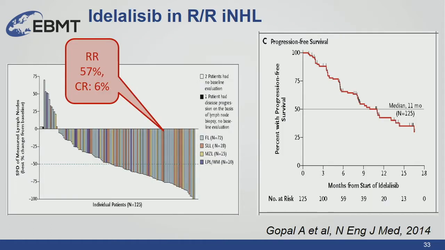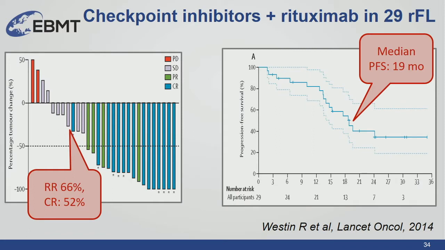And some of these drugs have shown very interesting, very promising, maybe preliminary results. For example, idelalisib. This was the paper that led to the licensing. In patients with relapsed refractory indolent lymphoma, so patients with lots of chemotherapy before, the response rate was 57% with a CR of 6%, and the median progression-free survival of 11 months, again in patients that had been heavily pretreated. Another example is checkpoint inhibitors with rituximab, and this is in patients with refractory lymphoma, so patients who were not responding anymore.